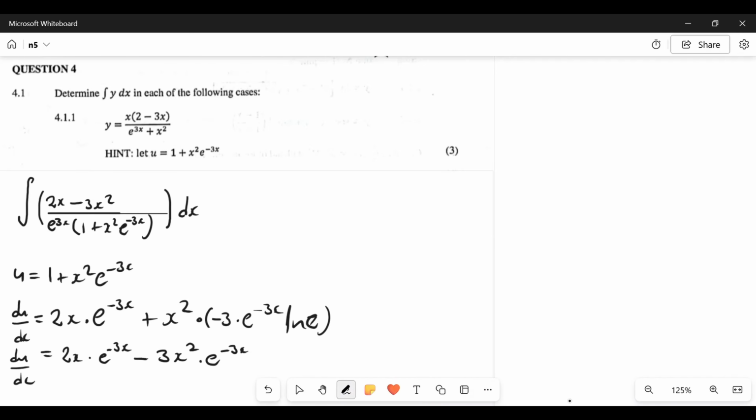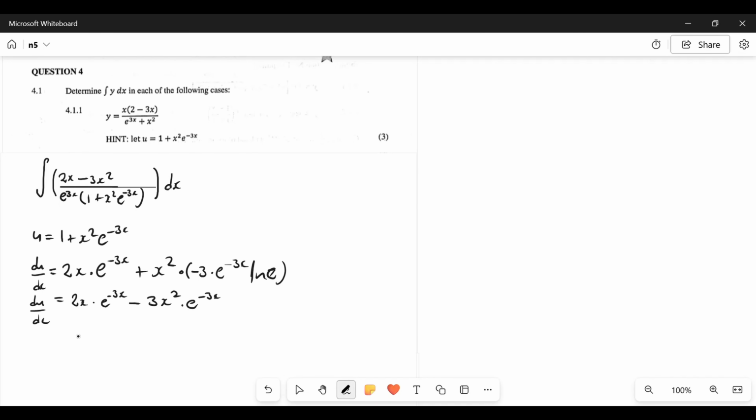So let's continue. Let me zoom down because we actually need this space here. I hope you guys can see. All right, so when it's like this, we can write it as follows. We have du over dx. We can say 2x, and then since we have e to the power of negative 3x, we can rewrite this as e to the power of 3x on the denominator, minus, same here, 3x squared divided by e to the power of 3x. This here, guys, is the exponential law, just in case you don't know much about it.